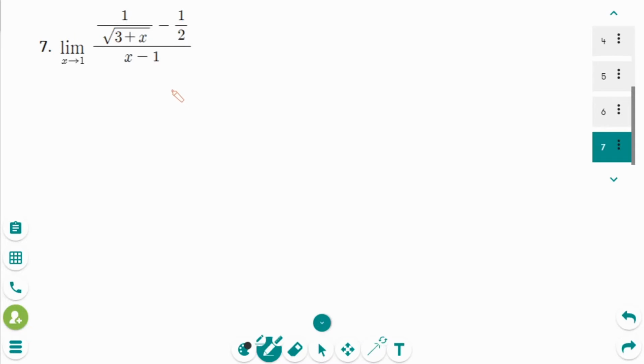This is the next question. It is in the 0 over 0 form. As you can see, it has a complex fraction in the numerator. Therefore, we need the least common multiple in the denominator to make a single fraction. So the least common multiple is 2 times square root of 3 plus x.